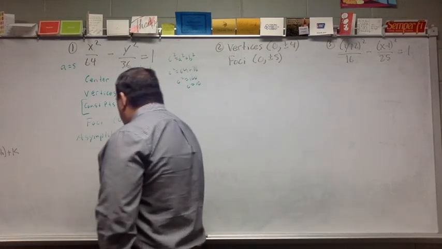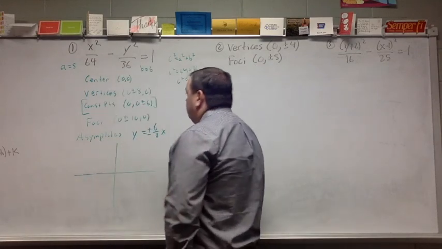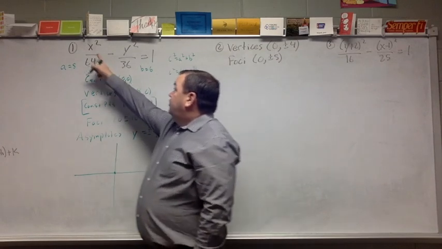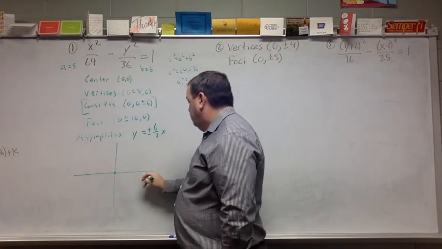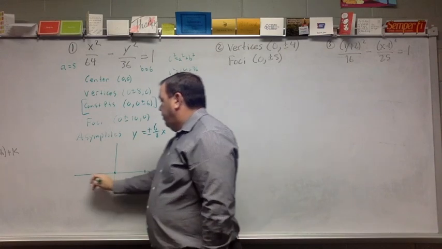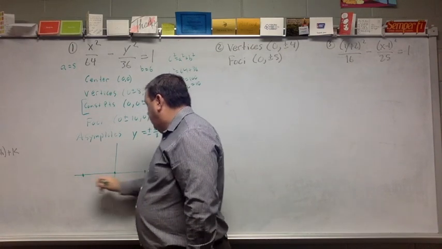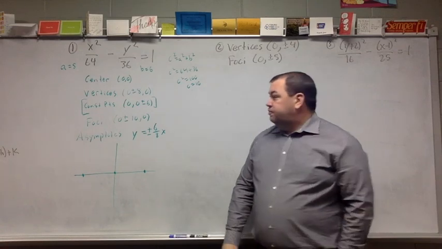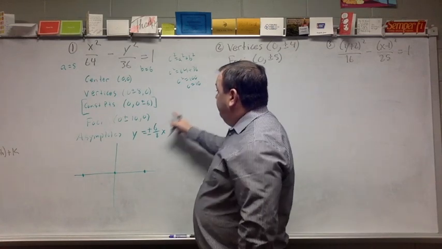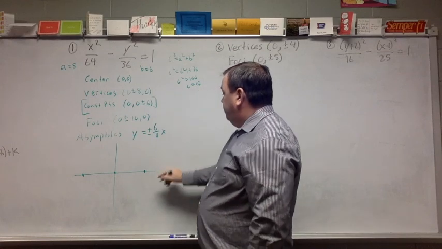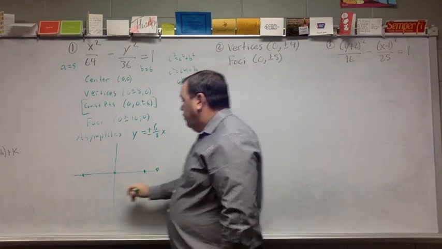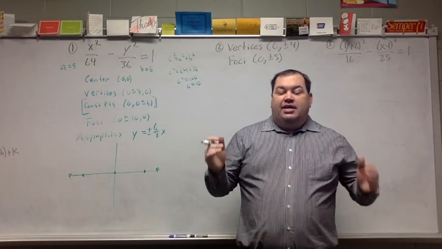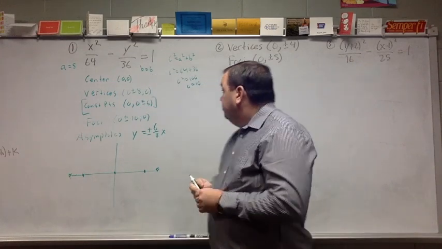So let's look at this from a graphic point of view. We're centered at 0, 0. And we're supposed to go left and right 8. So I've got these points out here. Those are actually the vertices. They're on my graph. Notice that for my foci, I'm supposed to go left and right 10. That's good because my foci are supposed to be inside my hyperbola.